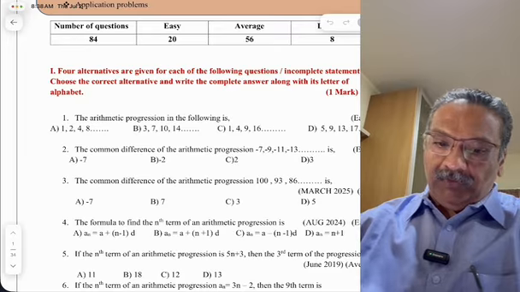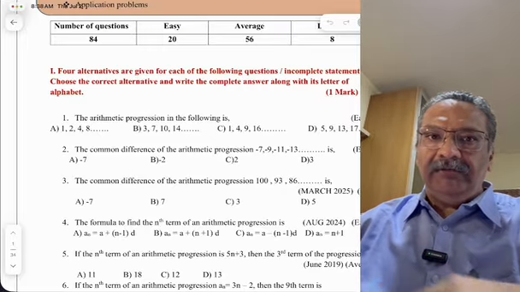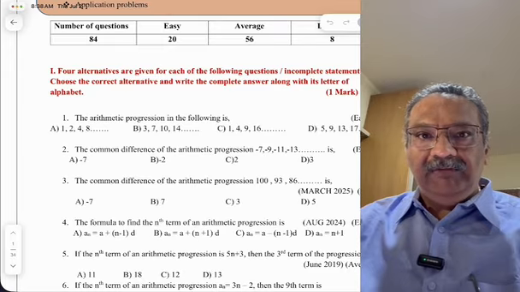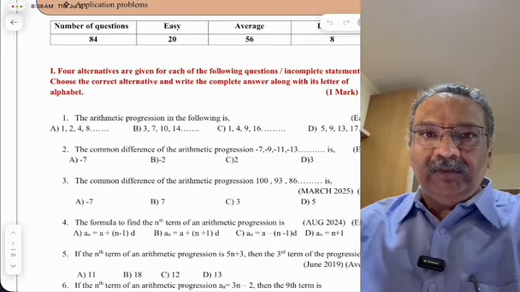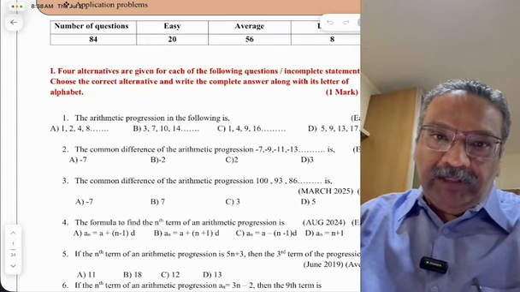Okay, so the first one, what does it say? Which of the following is an arithmetic progression? We have to identify it. For that, the common difference has to be the same. Not just one or two common differences, as much as possible we have to check. We have to eliminate here.